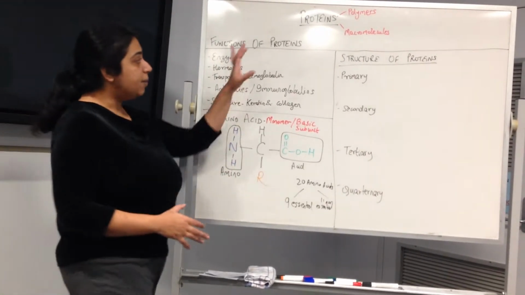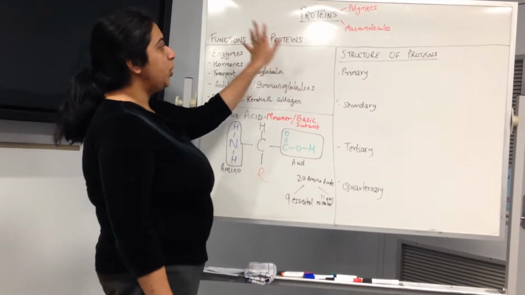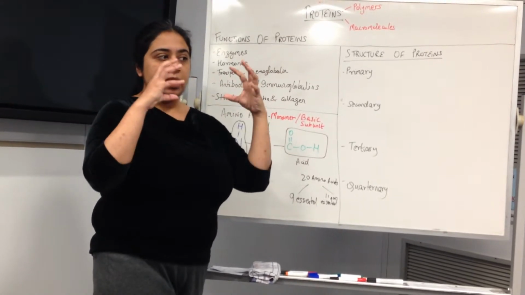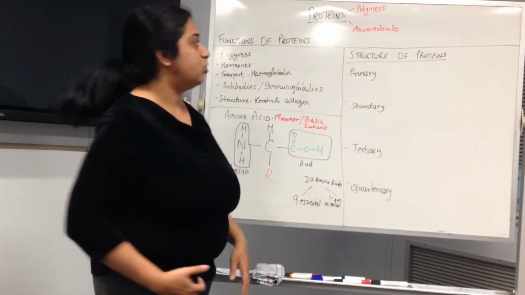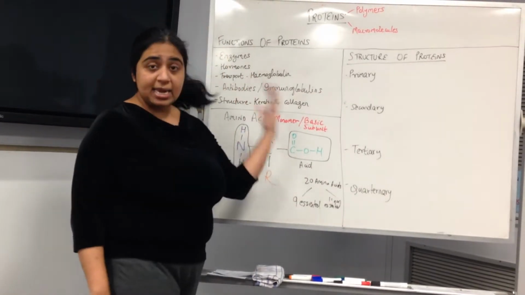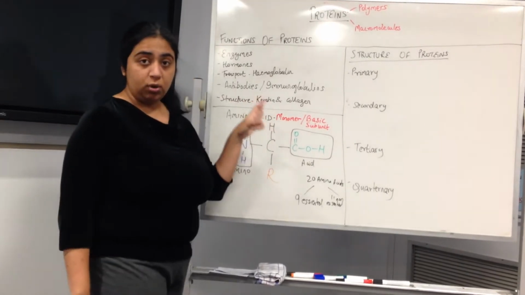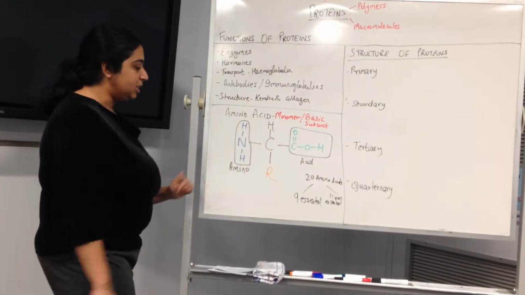So, like many other organic molecules, proteins are what we call a polymer. A polymer, again, is many, many small little units called monomers joined together to form something massive or big. Just like any other polymer, proteins are also made of a basic subunit, or monomer. And that monomer is what we call an amino acid.